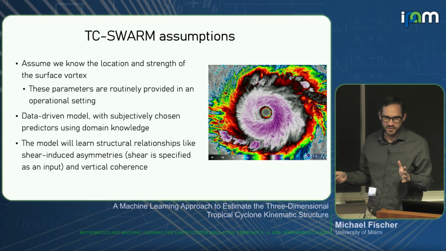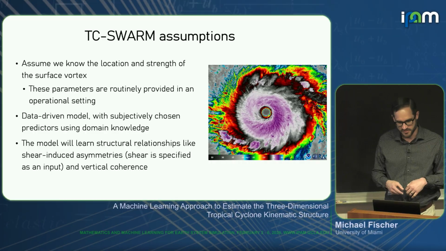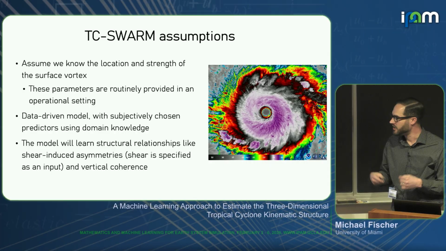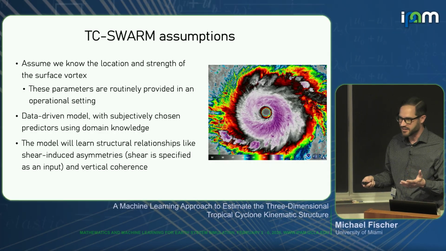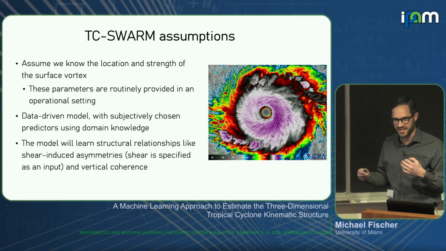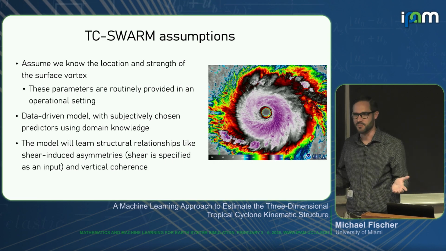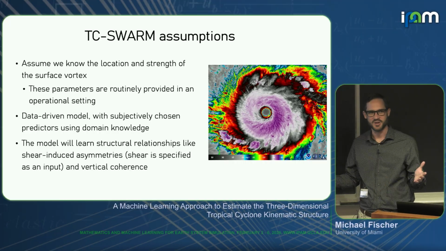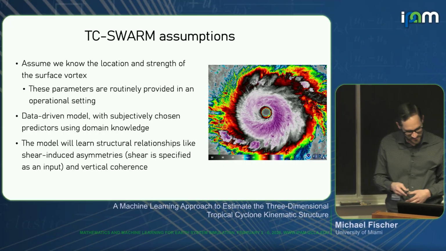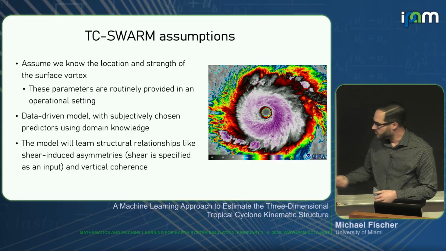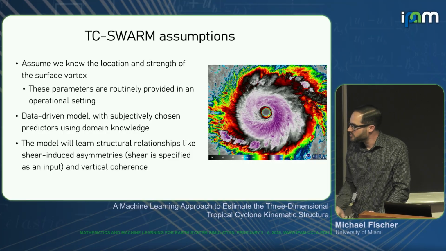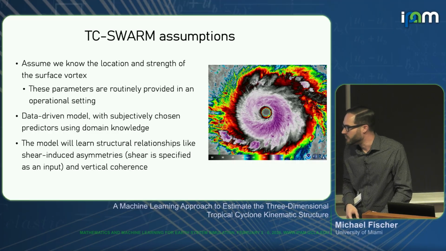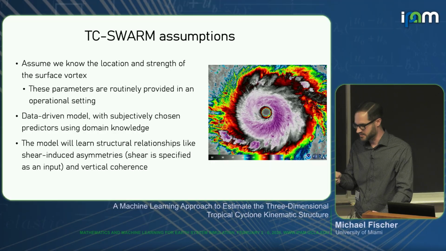And so this is a data-driven model. It doesn't know anything about the physics necessarily. So it's learning kinematic structure via this radar database I'm talking about. And because it's a gradient boosting regression model, I'm providing it subjectively chosen inputs about the infrared brightness temperature field that I know are related to storm structure and intensity and some that I suspect are, and then the model can infer what's useful or not. And so the hope is that the model is going to learn structural relationships like vertical wind shear induced asymmetries of the structure of the storm, and vertical coherence, how tilted the vortex is, things like that.